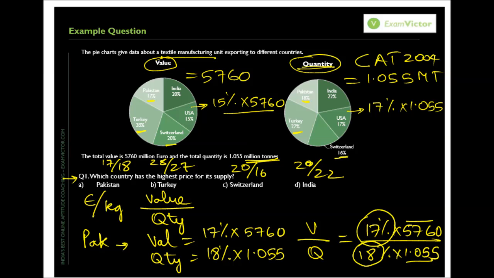So just by looking at this, you can see that this is less than 1, this is less than 1, and this is also less than 1. These two are greater than 1. Now among these, if you have to find the one that is more greater than 1, you have 28 by 27, you have 20 by 16. Clearly 20 by 16 is your answer. So the answer is Switzerland, C.